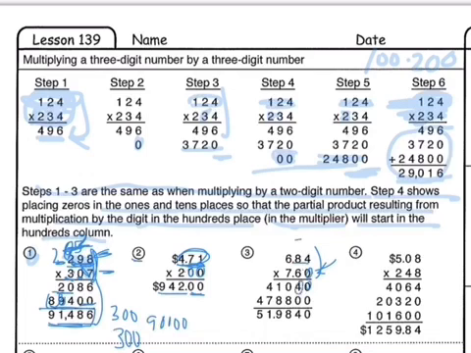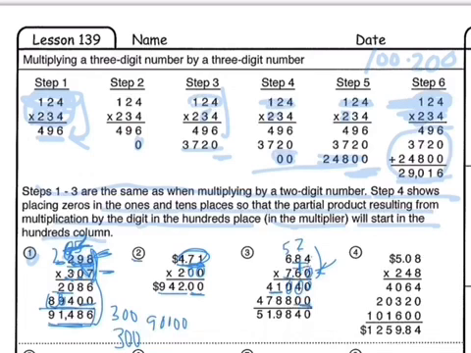That's 24. They carry the 2. 8 times 6 is 48 plus 2 is 50. Carry the 5 over to there. 6 times 6 is 36 plus 5 is 41. That's written right there. Now we're going to do 6.84 times the 7.